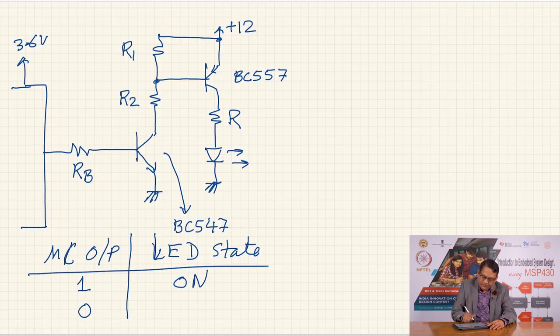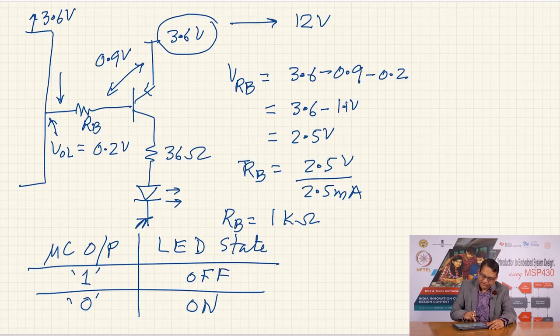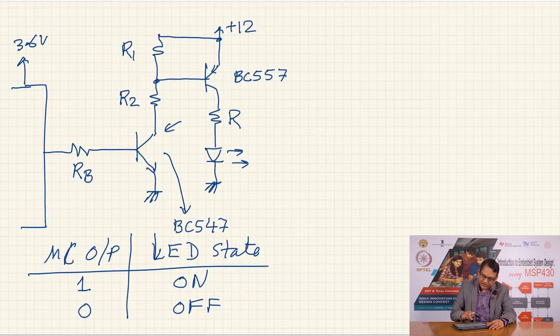When this is 0, this transistor cuts off, this floats the base. So, base is now being pulled up to the same supply voltage of 12 volts. The PNP transistor is not going to saturate, and so the output is off. So, it has become different from the earlier time where 1 was off and 0 was on. Here 1 is on and 0 is off. So, that is the case.